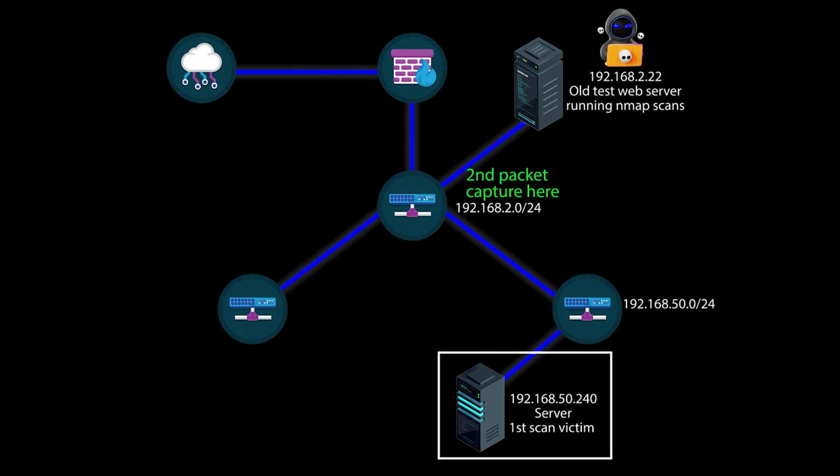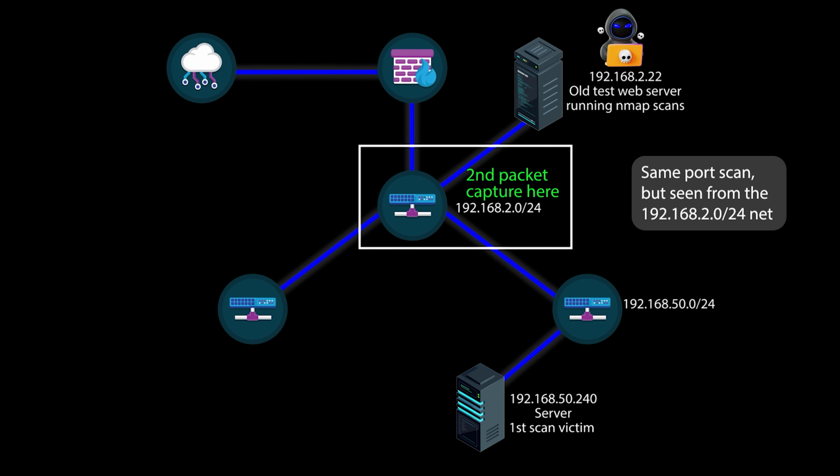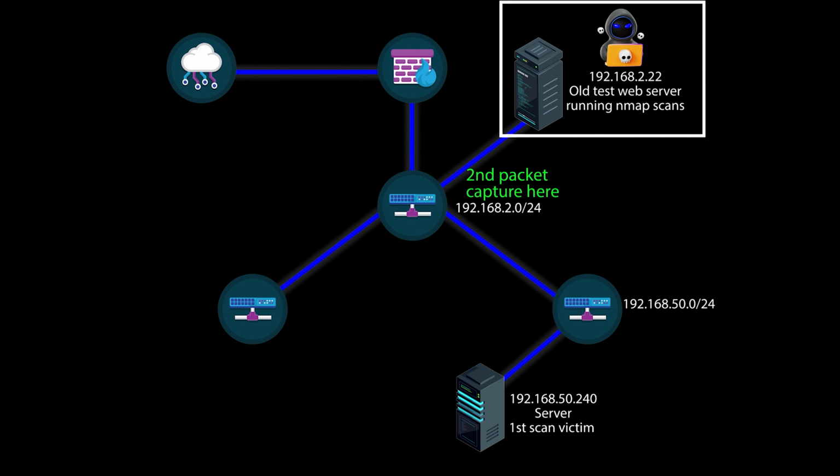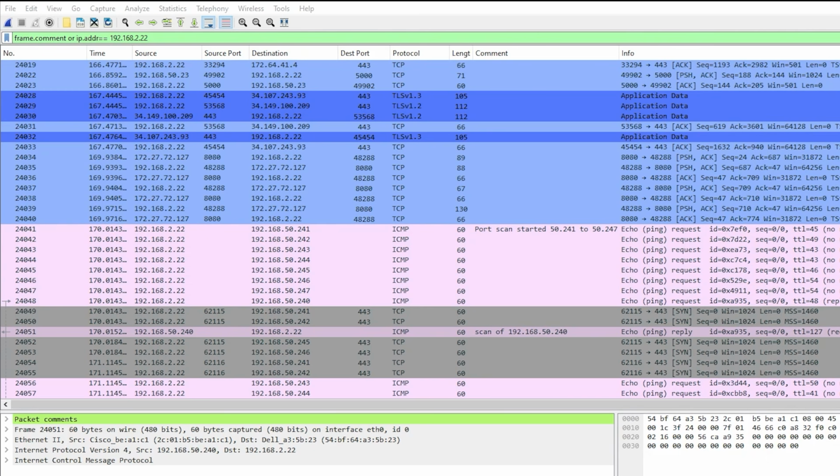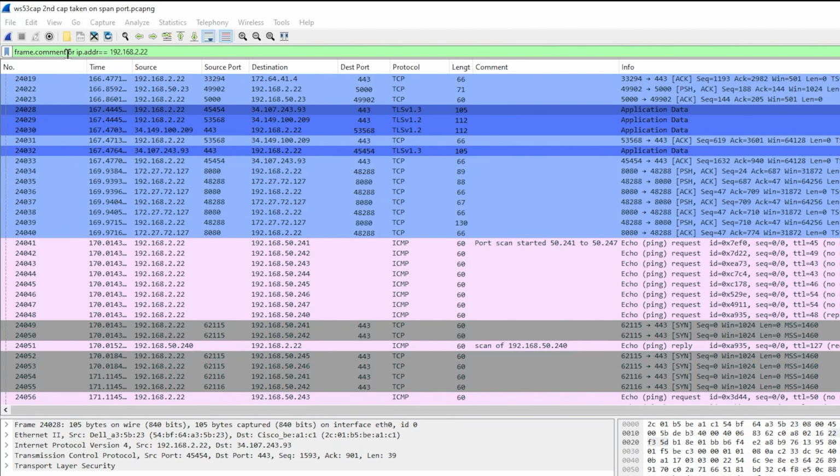So let's comment on that one, scan of 192.168.50.240. This 192.168.50.240 is the same target as the very first Nmap scan that we saw. This is the same exact scan, but our capture point is on the 192.168.2.0 network, where that old test web server is that's doing all the Nmap scanning. So let's change our filter back to frame.comments.